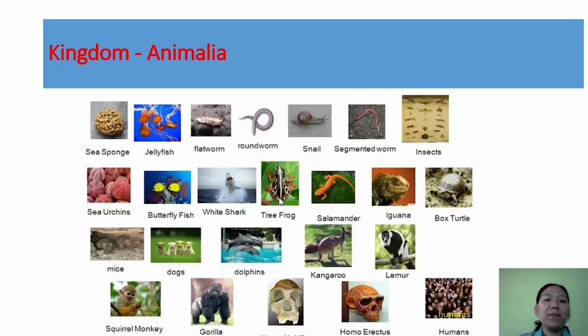Next kingdom is kingdom Animalia. This includes all the eukaryotic organisms which are multicellular without a cell wall, and they are usually heterotrophs. All this diversity of organisms is placed under kingdom Animalia. Again, this detail we shall study in chapter 4.